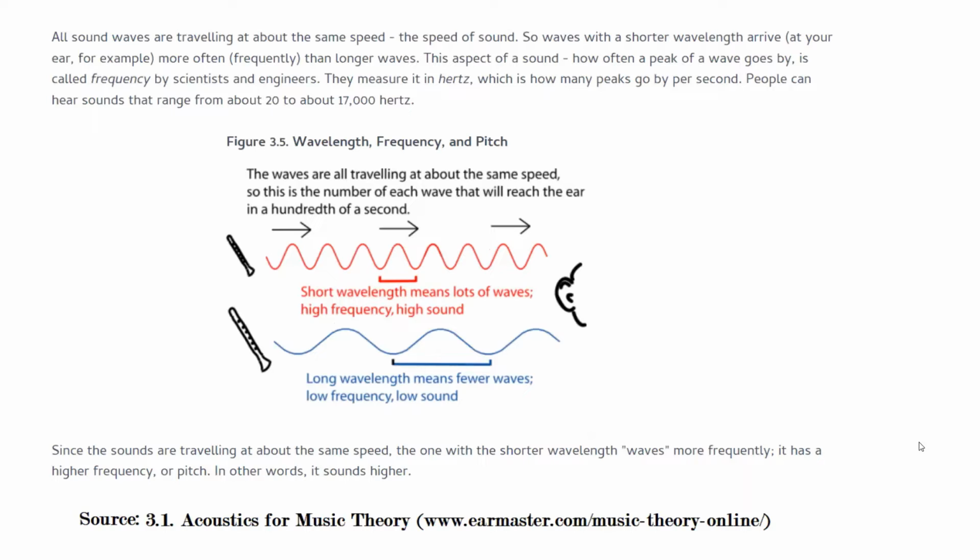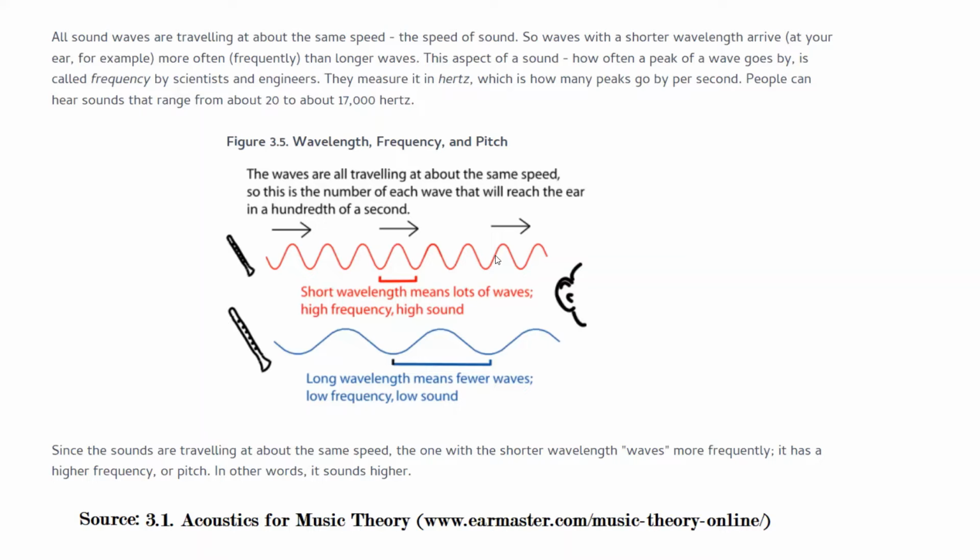Sound waves travel about the same speed. Sound has a speed, the speed of sound. So waves with a shorter wavelength arrive at your ear more often than longer waves. You see here the diagram showing the ear, and these sound waves are coming towards the ear. This one, because it's longer but traveling at the same speed, means for every one that reaches this ear, this other one looks like about 2 times. So this might be a middle C, this might be a higher C.